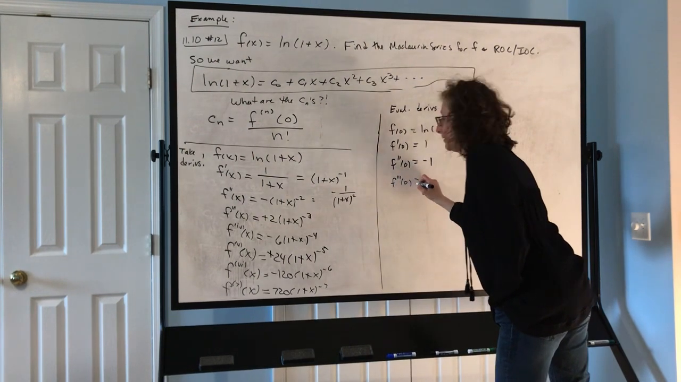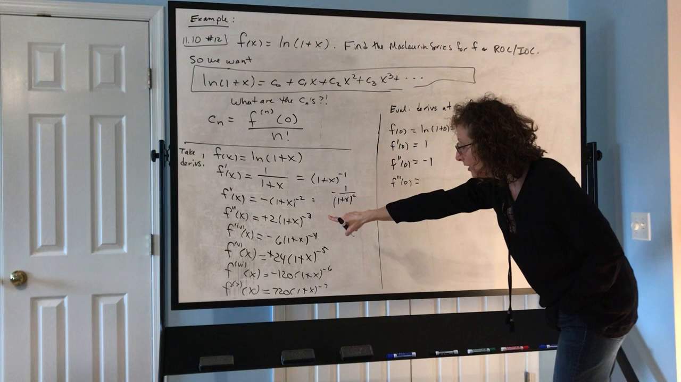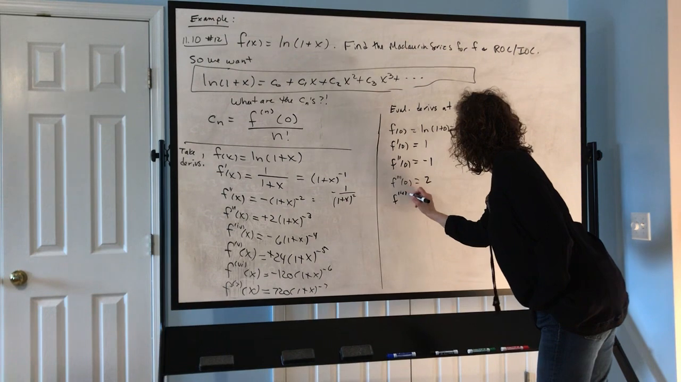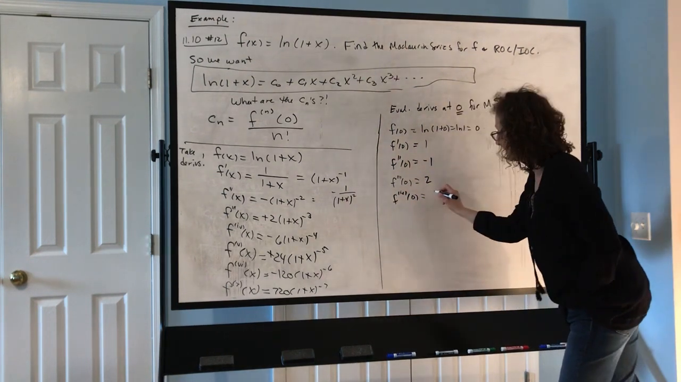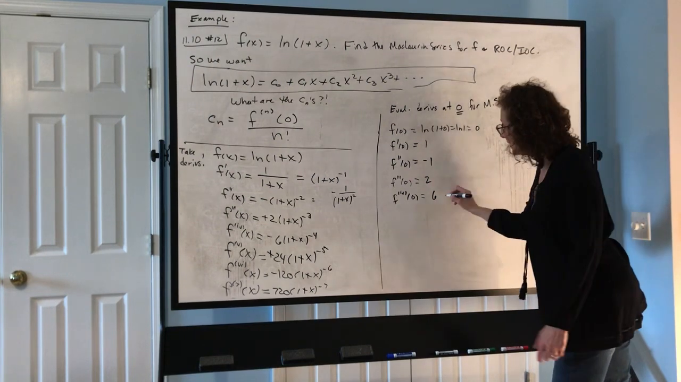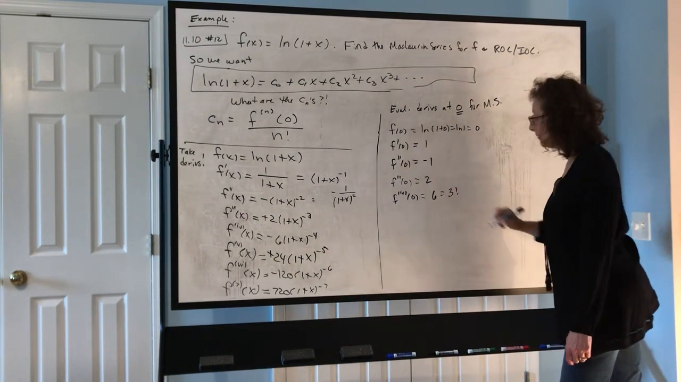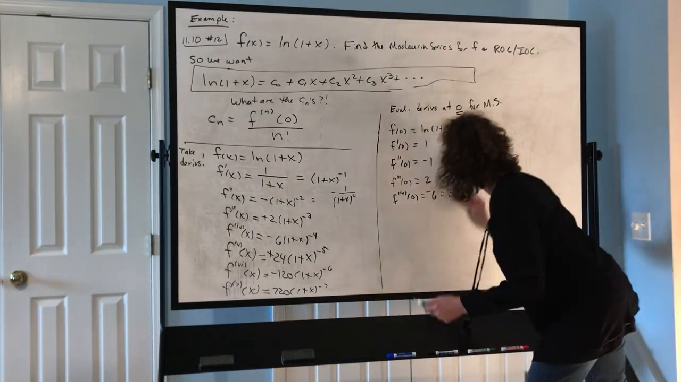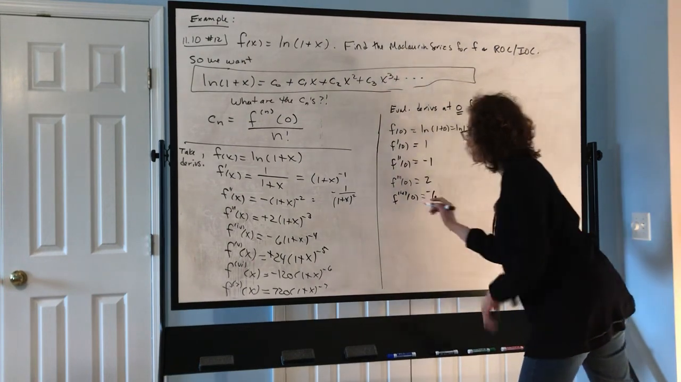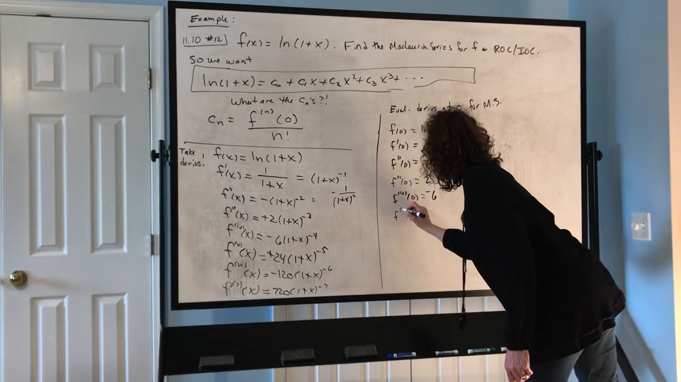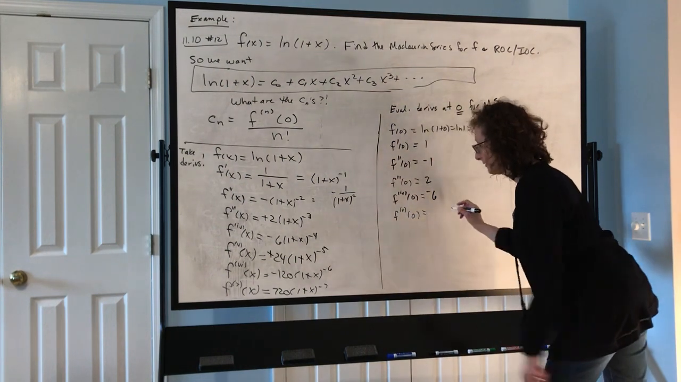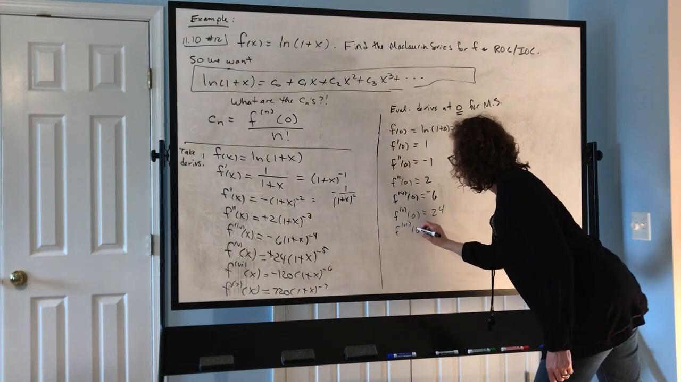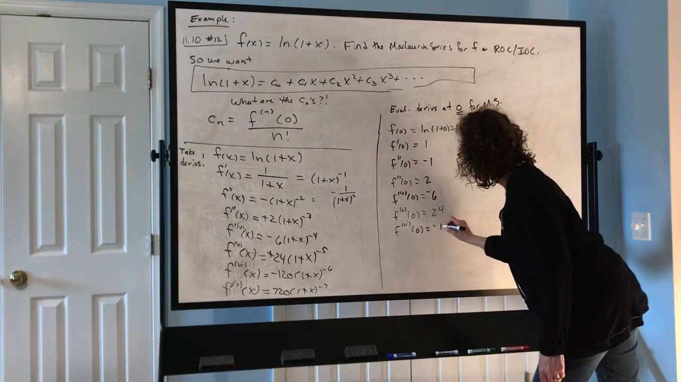Third derivative, evaluated at 0. What do I get? 2, right? Fourth derivative, evaluated at 0. What do I get? 6, right? Which we just said is 3 factorial, right? Okay. Oh, whoops, I don't get 6, I get negative 6. Oh, so let's hold off a second. All right. Negative 6. Fifth derivative evaluated at 0 is positive 24, right? One more, sixth derivative evaluated at 0 is negative 120.